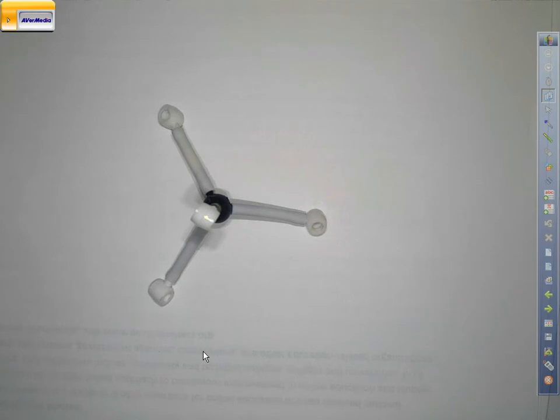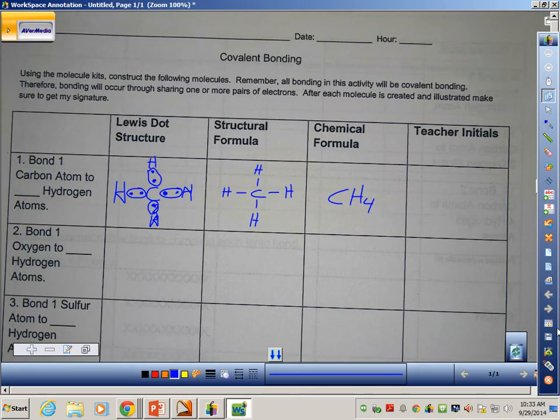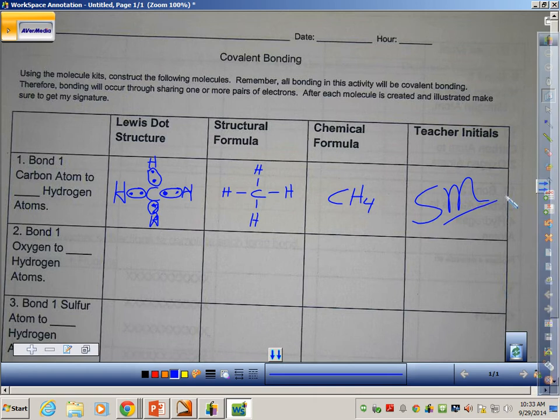So here's the thing, you guys. Listen carefully. Once you have one whole side formulated, drawn in a Lewis dot, a structural formula, and built the models, you and your partner, notice I said partner, not table. All tables are sharing a set. Once that's done, you're going to get me, and then I will come over and I'll check them, and then you'll get initials from Mr. Mason. Okay? Until you have my initials, you are not done.